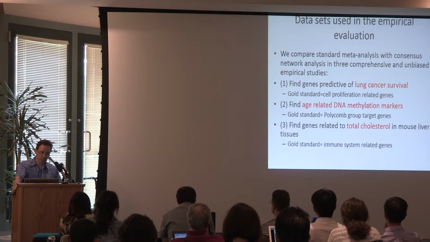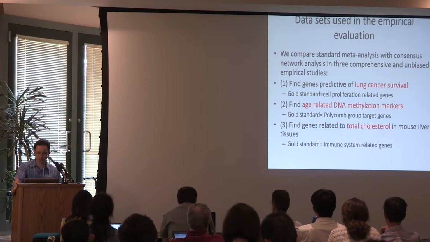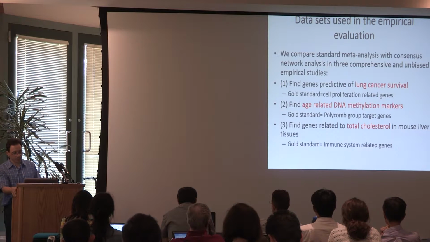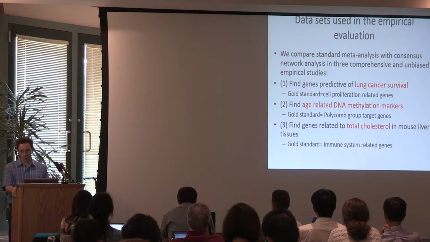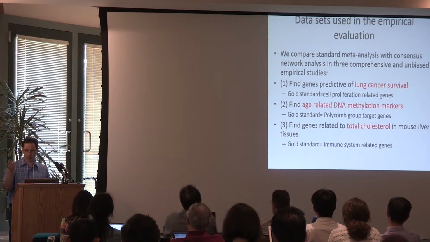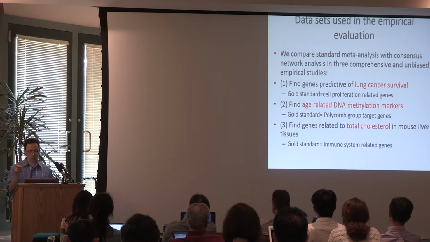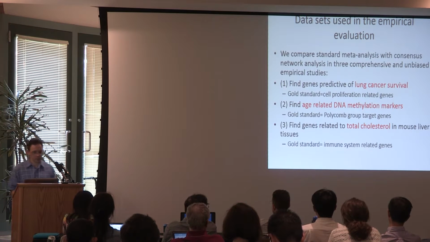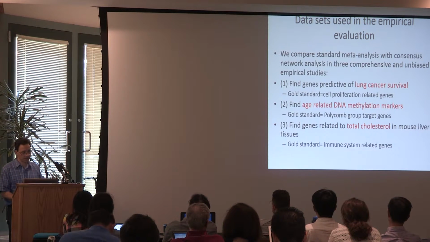That's the first application. Application 2 is an analysis of aging-related methylation markers. And remember how I told you that we know the gold standard. We know that CpGs that correlate with chronologic age tend to be located in polycomb group protein targets. And the third application is to find genes that relate to total cholesterol in mouse liver tissues.